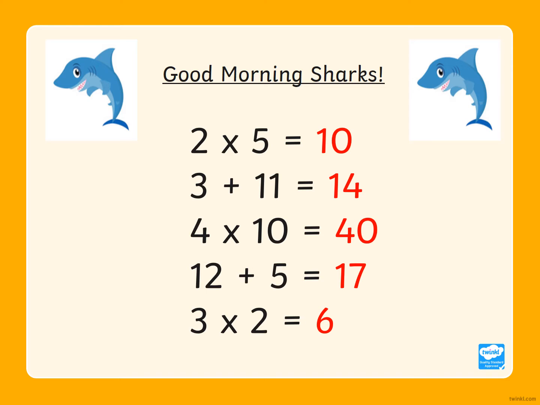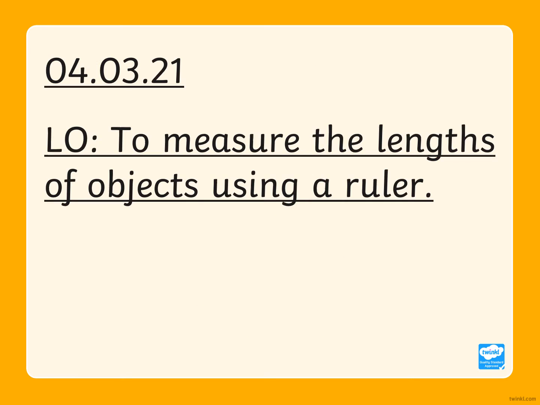4 times 10 equals 40. 12 add 5 equals 17. Again, if I've not got objects, put 12 on my head, 5 fingers up, tap my head for 12, and then count my 5 fingers. And then 3 times 2 equals 6. So hopefully getting really good at those and a little bit quicker.